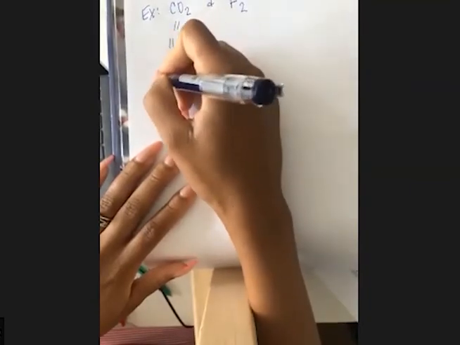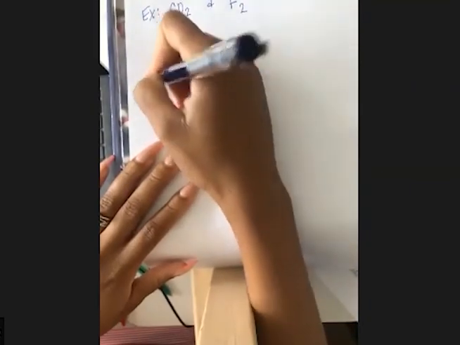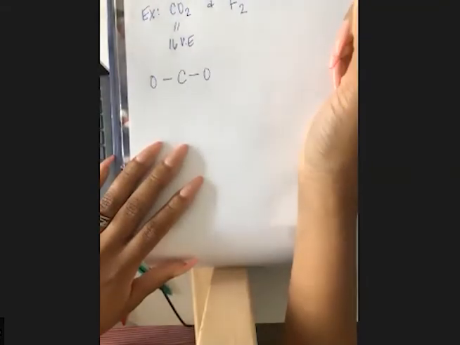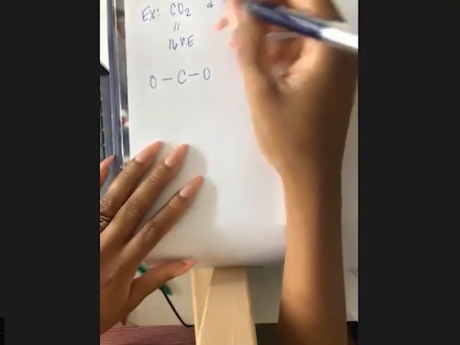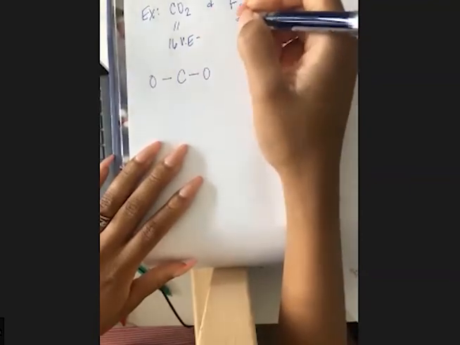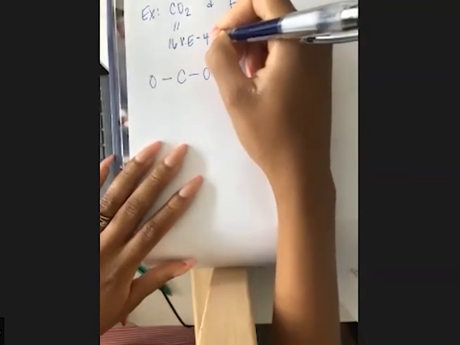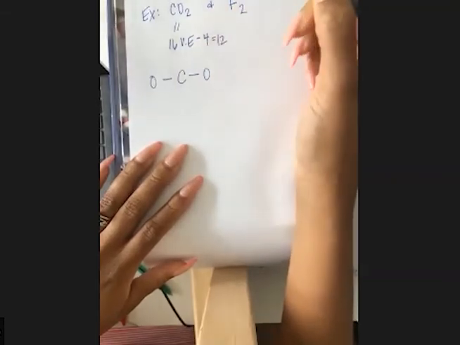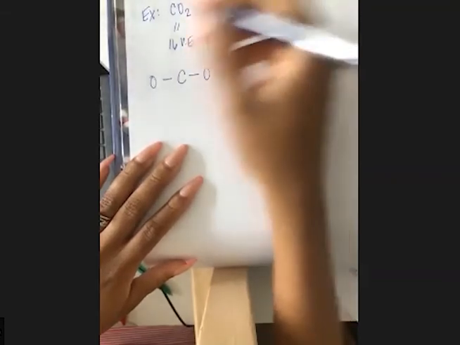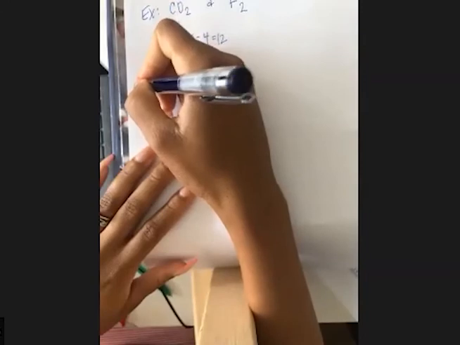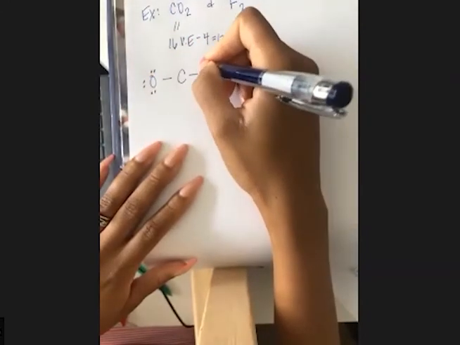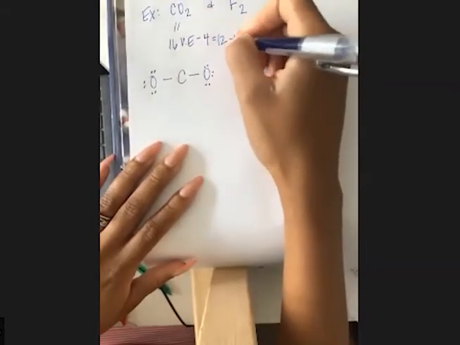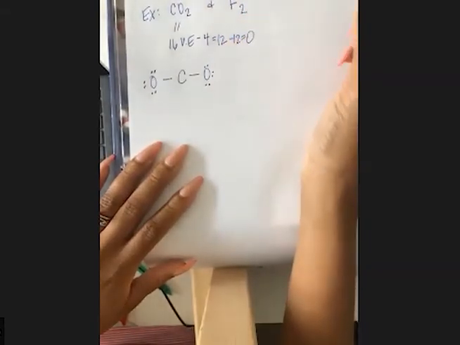I can say single bond, doesn't matter if I put it up and down. That means my oxygens are going to go on the ends. I'm going to subtract how many? Four. Subtract four. I end up with 12. What do I do with those 12? You put them around the oxygen. 1, 2, 3, 4, 5, 6. 1, 2, 3, 4, 5, 6. I'm out of valence electrons.